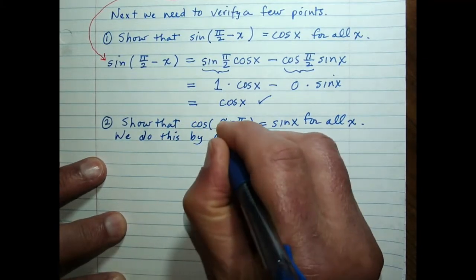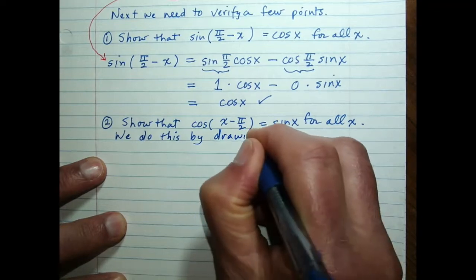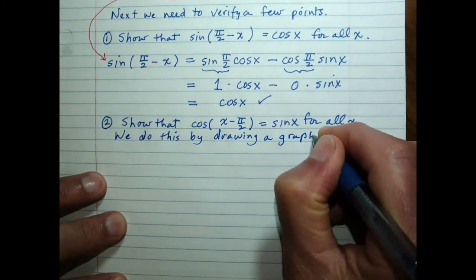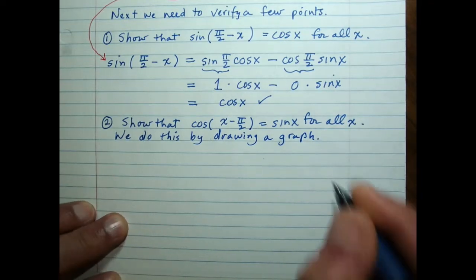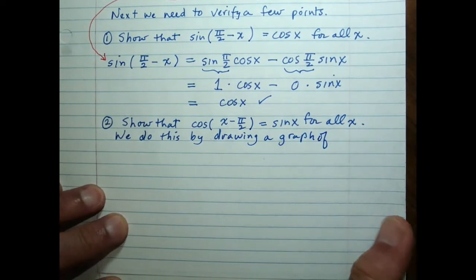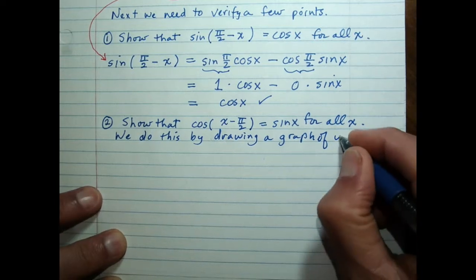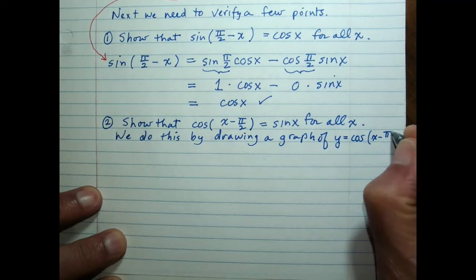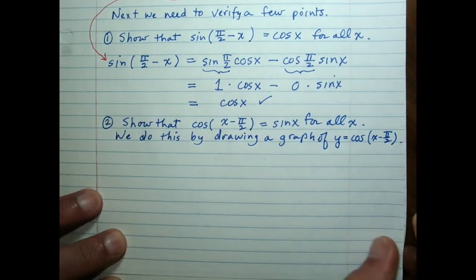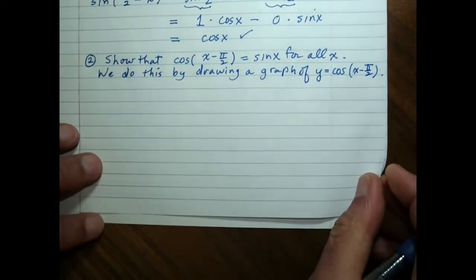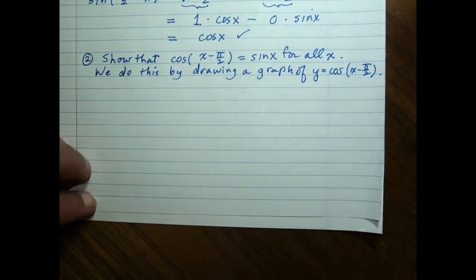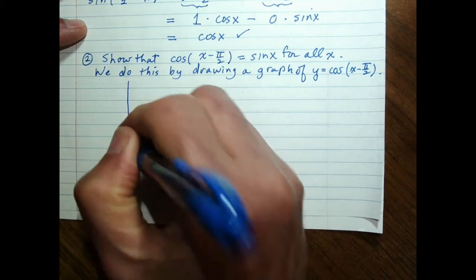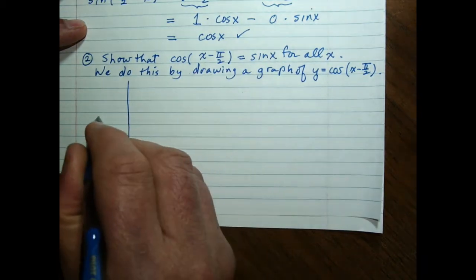And we do this by, I'm going to draw a graph. So I'm taking a different approach from number 1 by drawing a graph of y equals cosine of x minus pi over 2. I'm actually going to graph that transformation of cosine. So let's set up axes.